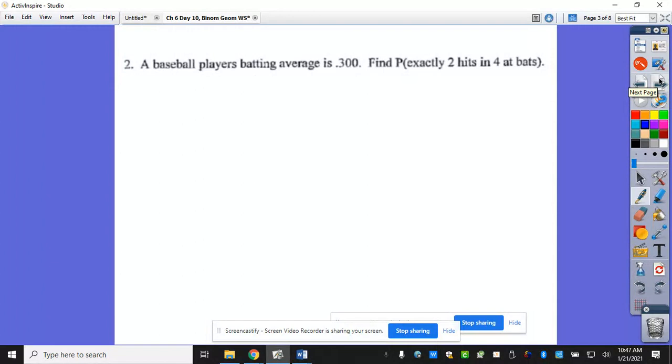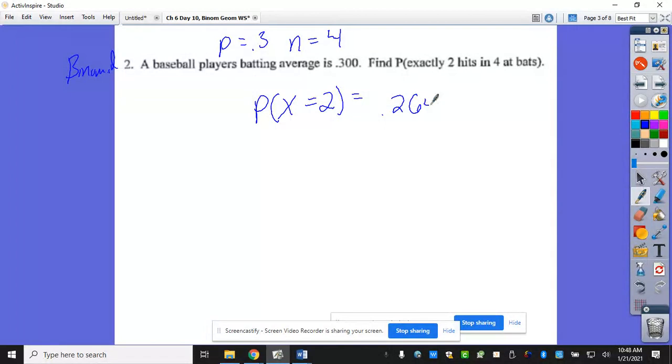All right, so a baseball player's batting average is .300. P parentheses means probability. We want exactly 2 hits in 4 at-bats. So this is binomial or geometric. P is 0.3. N is what? And we're finding P parentheses X equals 2. And this gives us 0.2646.